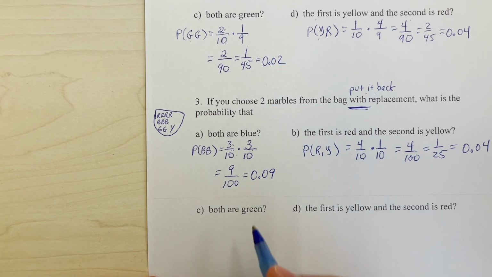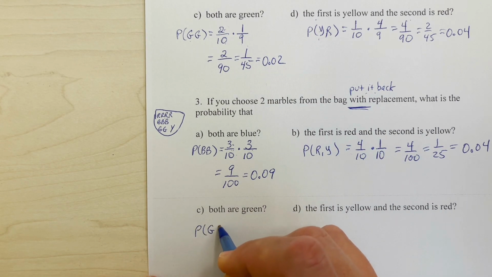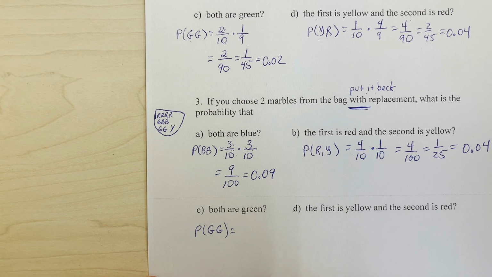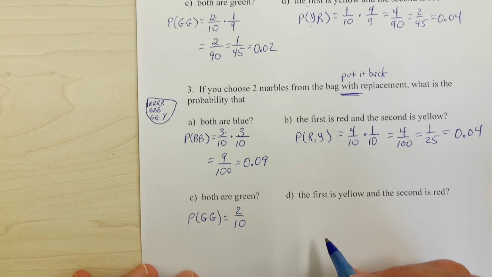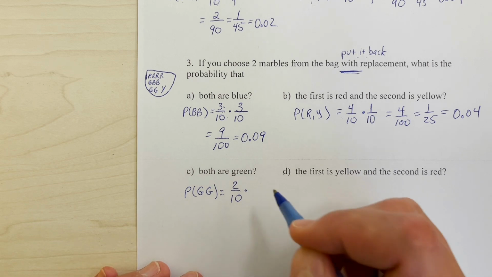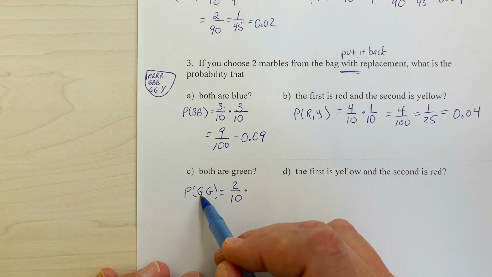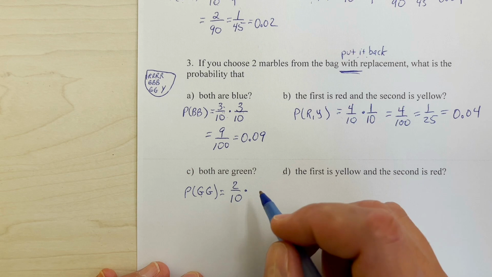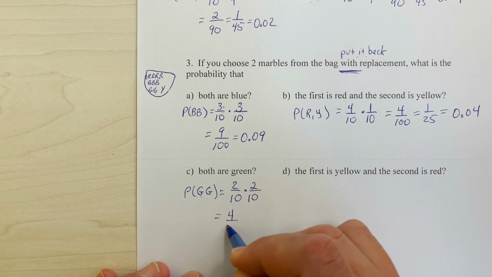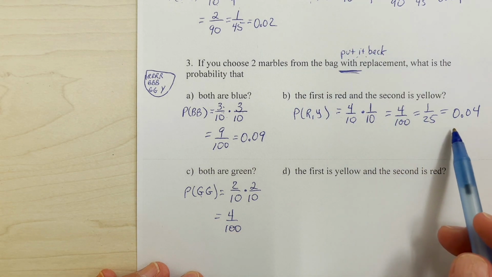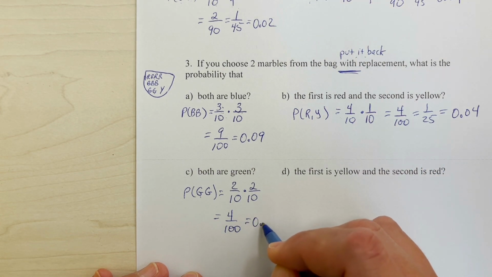Probability that both are green, so probability of green, green. We have 2 green out of 10, but then we put back the first one, so we pull out a green, great, but we put the green back. So now for the second marble, again, 2 out of 10, which is 4 over 100. That's the one we just did. Okay, same thing, 0.04.